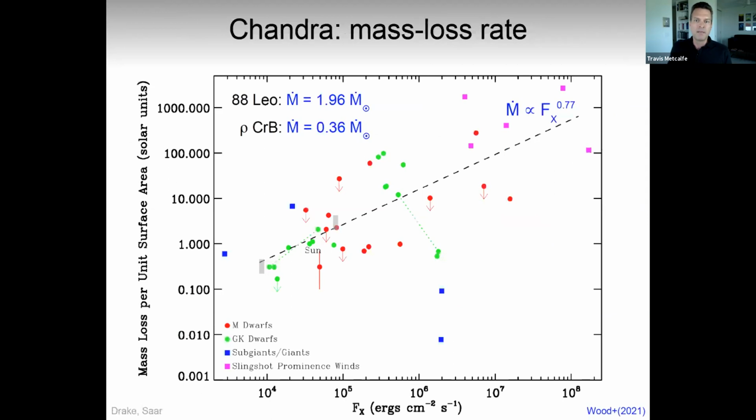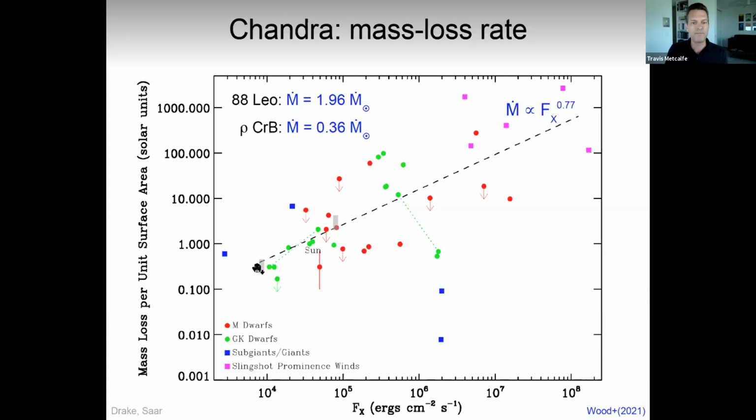Now, to get the mass loss rate: mass loss rates are notoriously difficult to measure directly in stars. This plot from Brian Wood and collaborators, just earlier this year, shows essentially all the measurements of different types that can place limits on the mass loss rates.